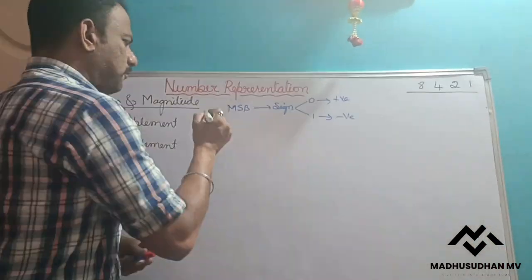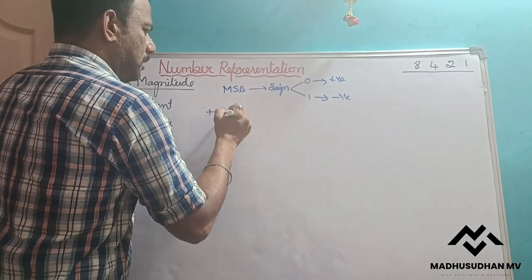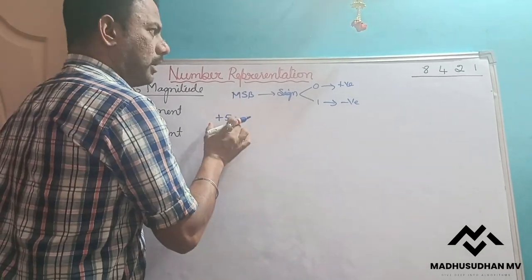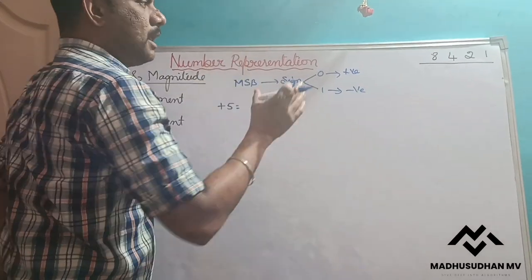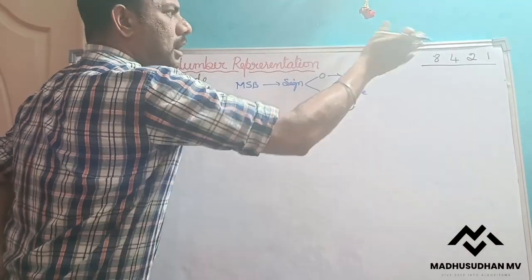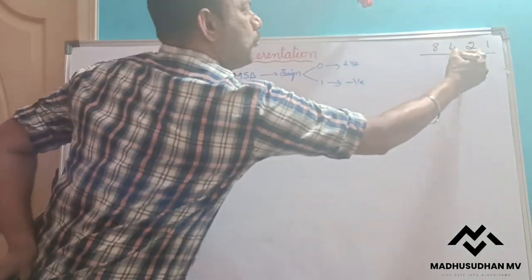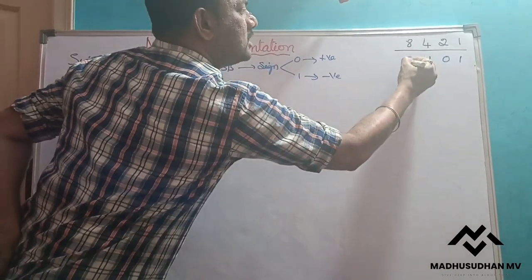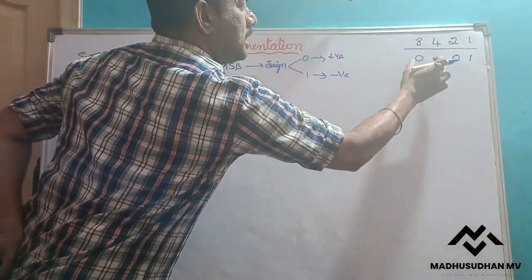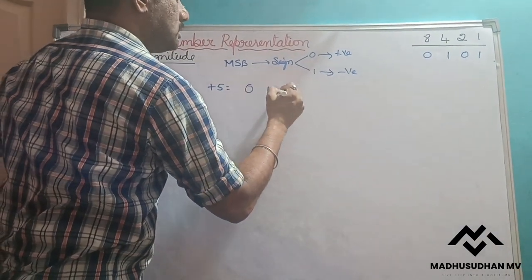For example, let's take plus 5. Plus 5, how to write? We know that 5, first convert into binary. Now if I want to represent 5, which are the numbers I need to make 1? 4 and 1 I need to make 1, remaining 0. Now this is 0, and this bit is the sign bit. So this is 0, 1, 0, 1.